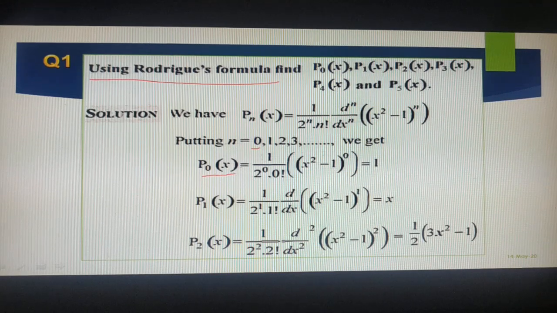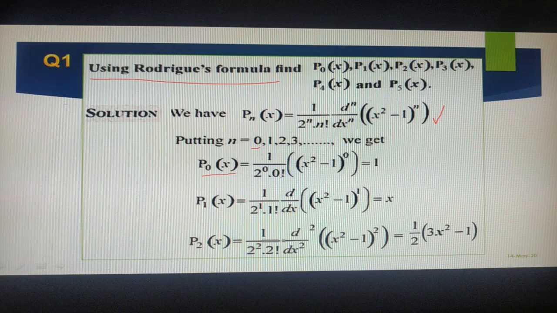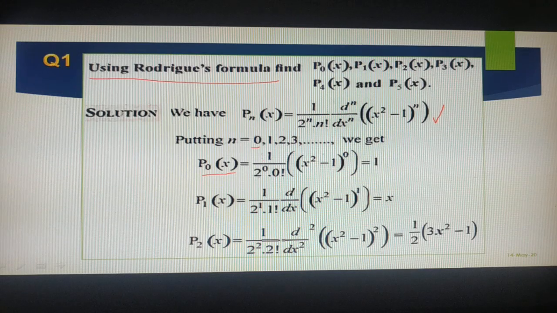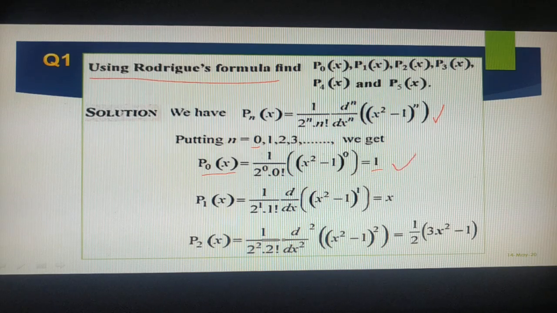So let's see, when I substitute n equal to 0 in this formula, what is going to happen? 1 by 2 to the power of 0 into 0 factorial. So d power 0 by dx to the power of 0 means we are not differentiating anything. Then x square minus 1 whole to the power of 0. Any number to the power of 0 is 1. And 2 power 0 is again 1. 0 factorial value is 1, isn't it? So the value of P0 of x is 1. Always please remember these up to the fourth order polynomials. So now we got one result, P0 of x is equal to 1 from Rodrigues formula.